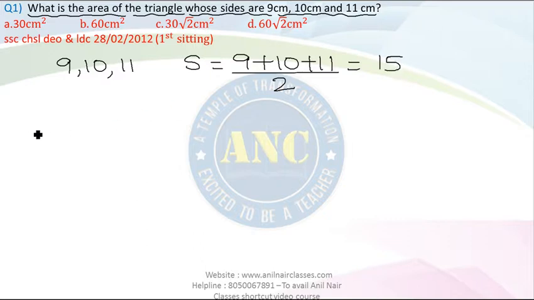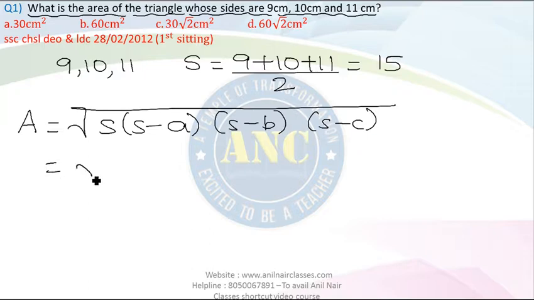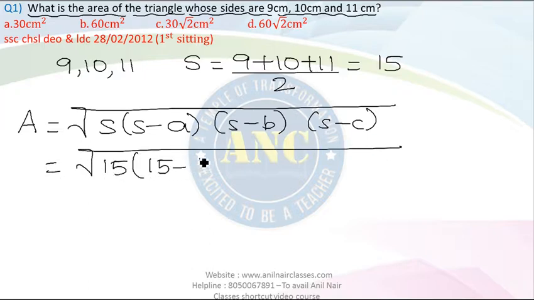30 by 2 is 15. So area A is square root of S into S minus A into S minus B into S minus C. It is square root of S value is 15. It is 15 minus 9. First problem I am writing all these things. From the second problem I will directly write 15 minus 9 value. Instead of writing there as 15 minus 9, I will directly write it as 6. It is 15 minus C value is 11.